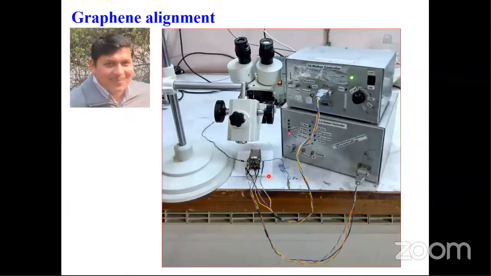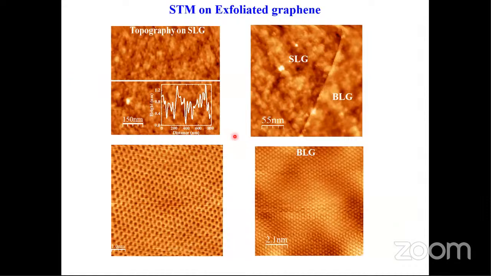So this is the student who did this work, Anil, who graduated sometime last year or so. And he is right now in Israel at the Weizmann Institute. Since it's a homemade STM, we also have homemade supplies for aligning the tip in front of the graphene.